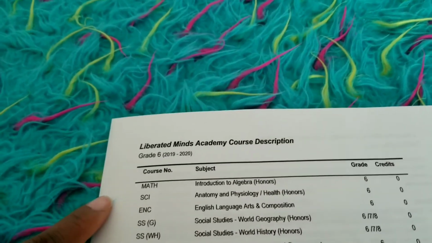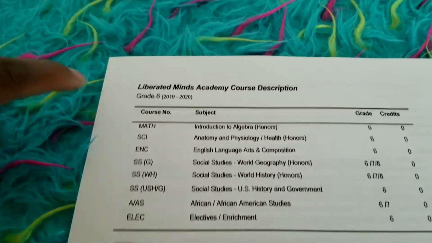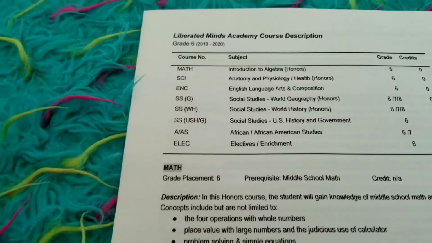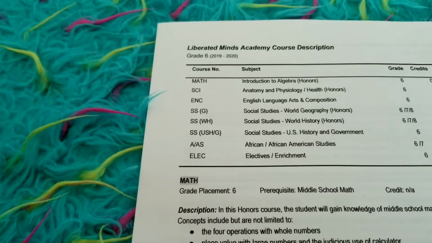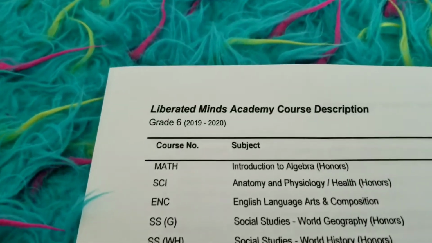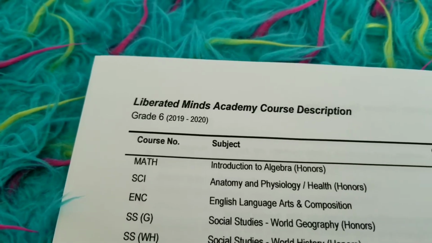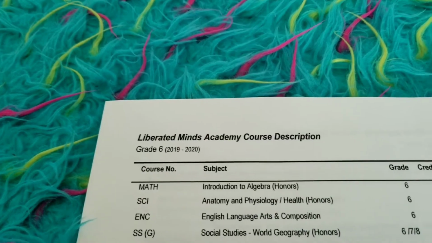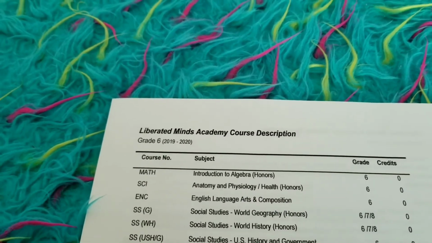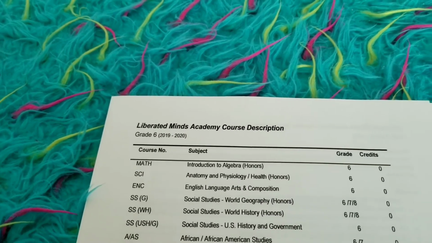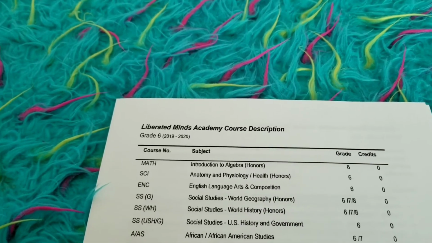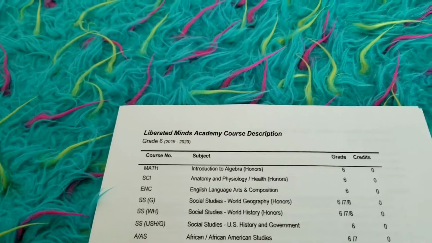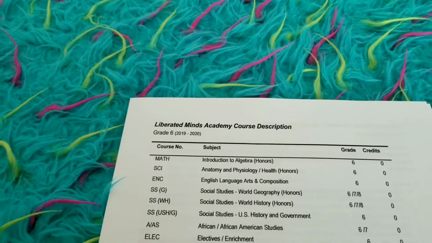So here is just a basic summary table. You will see a course number, which is just an acronym for each course that I created. We'll use the same acronyms all throughout his schooling. The subject, so for math, this year he's doing Introduction to Algebra, which is basically pre-algebra, and it will be honors. For me, I put a course as honors if the course load will be heavier and if he will be learning more than just what the curriculum has set for him.